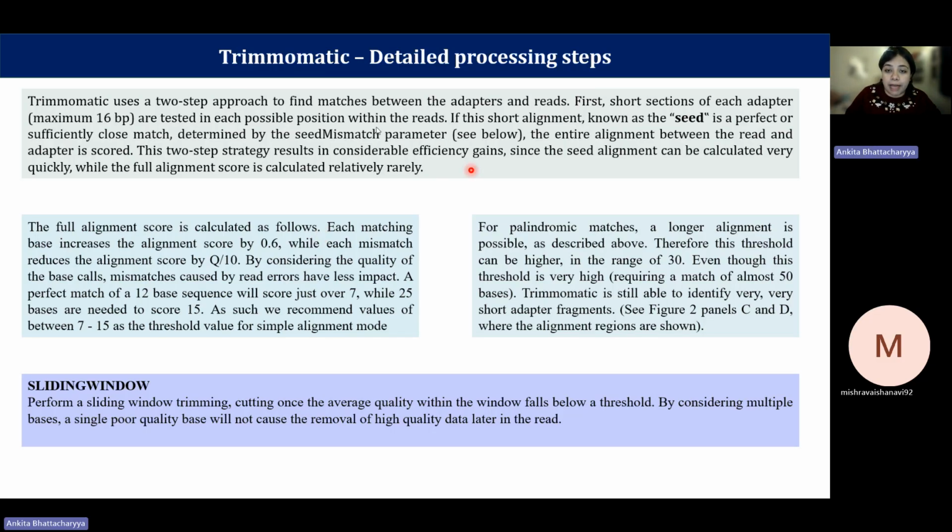For palindromic matches, a longer alignment is possible. Therefore, this threshold can be even higher, somewhere around 30. Even though this threshold is very high, Trimmomatic is still able to identify very, very short adapter fragments, and that increases the efficiency of this particular technique.